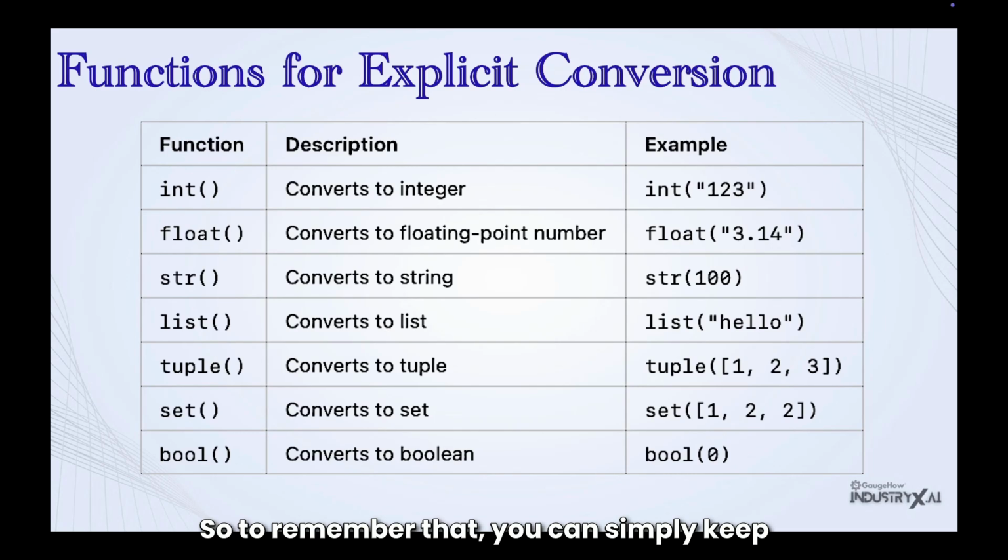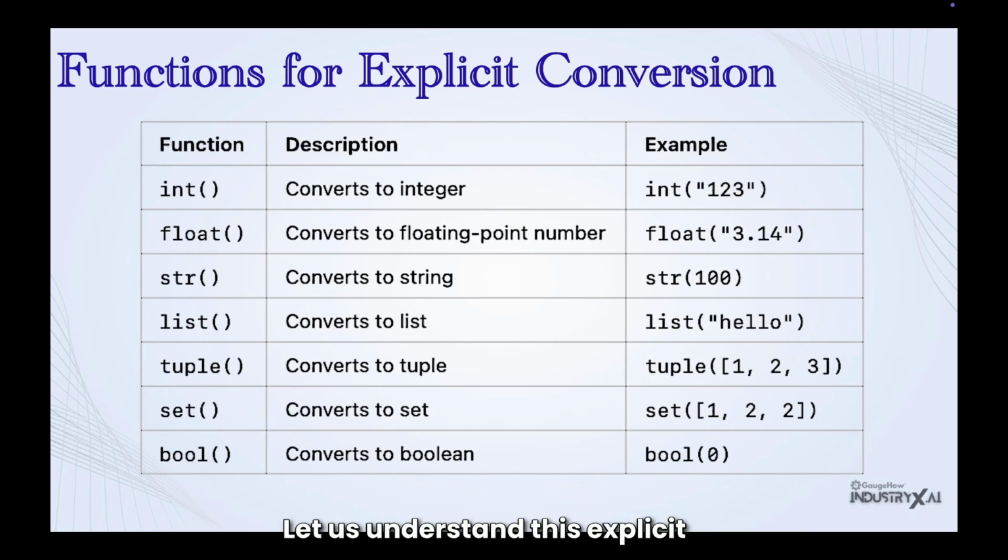To remember that, you can simply keep in mind that you need to have the exact idea about the name of data type. Let us say int, float, string, list, tuple, set, and bool. Based on that name only, these functions are created. So you may be able to easily remember these functions based on your need.